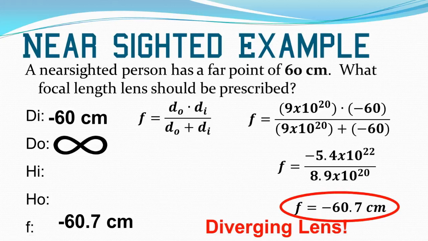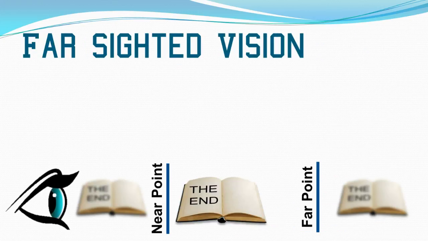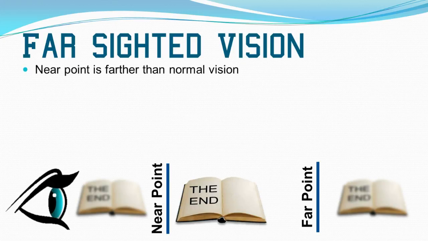Because I end up with a negative focal point, I know that I have a diverging lens. Nearsightedness is corrected with diverging lenses. Farsighted vision is the opposite of nearsighted. With nearsightedness, we moved the far point.